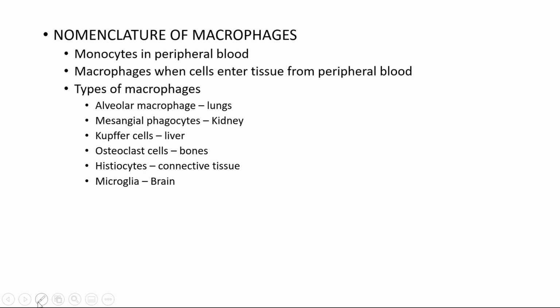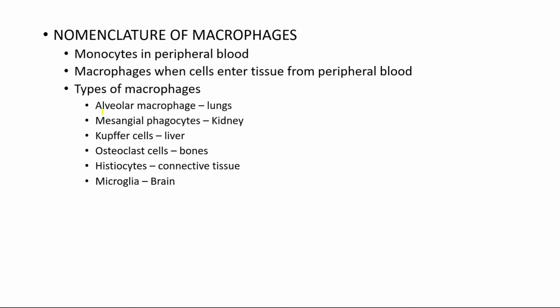And so it gets a little bit more complicated than just calling them monocytes or macrophages. So remember that those cells with the kidney bean-shaped nucleus are called monocytes in the peripheral blood, but they're considered macrophages when they enter tissue from the peripheral blood. Unfortunately, there are many different types of macrophages, depending on the type of tissue they're in. So it's not enough just to memorize macrophages.